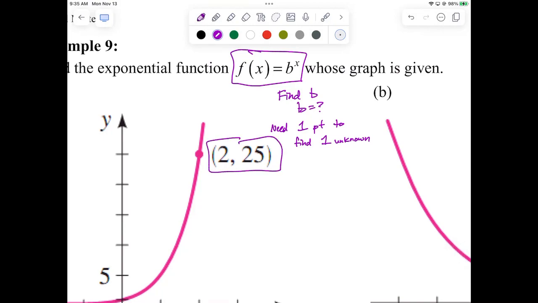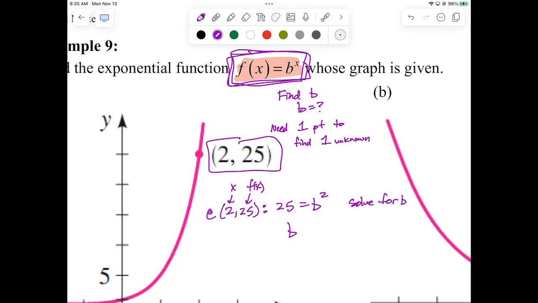So here's what we're going to do. We're going to say at the point (2, 25), we plug in a 25 for f of x, and we plug in a 2 for x. This is your x, and this is your f of x. We just plug it into this template right here. Everyone see what I did? I just plugged it in. Okay, now all I got to do is solve for b.